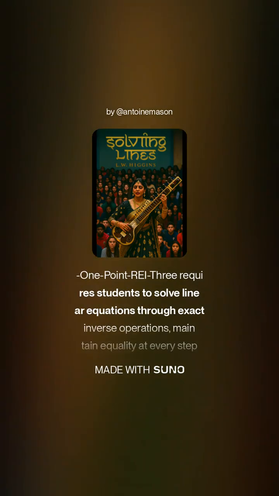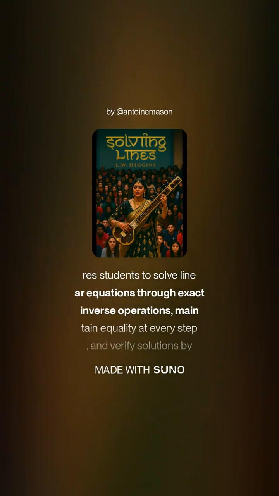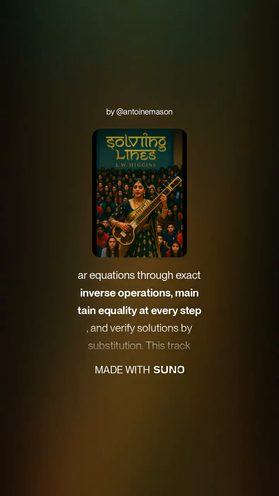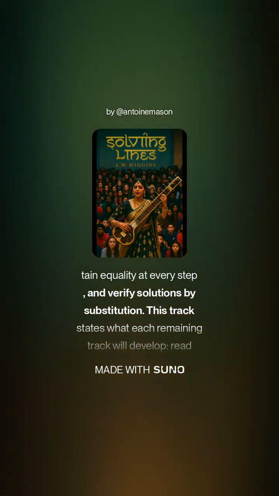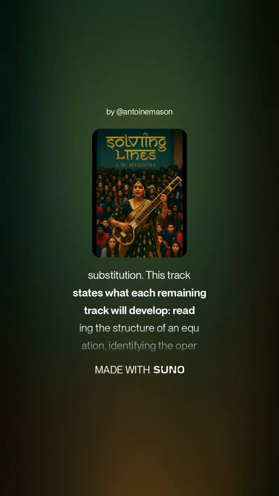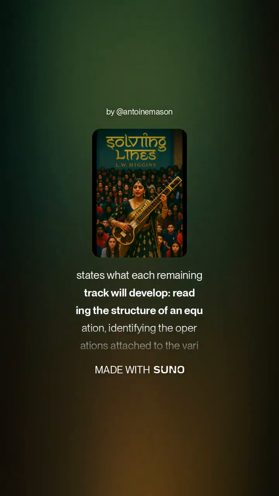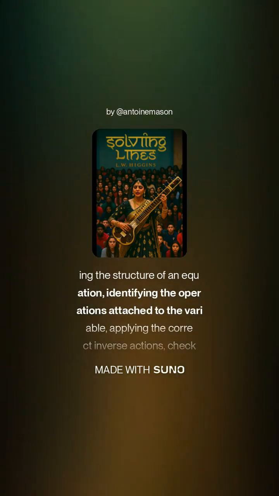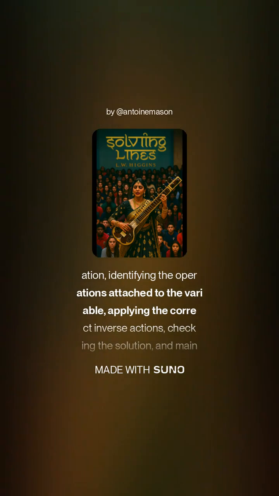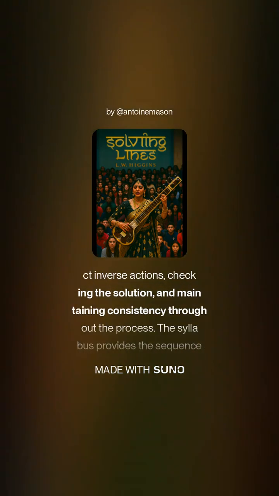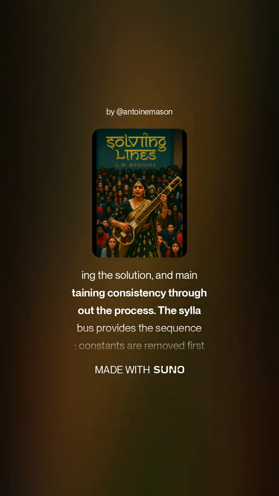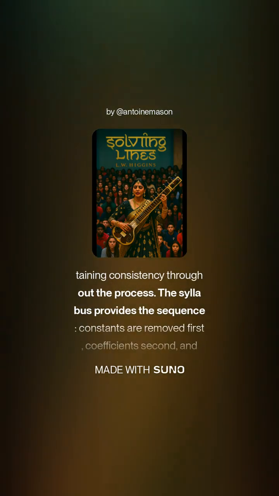A.1.REI.3 requires students to solve linear equations through exact inverse operations, maintain equality at every step, and verify solutions by substitution. This track states what each remaining track will develop: reading the structure of an equation, identifying the operations attached to the variable, applying the correct inverse actions, checking the solution, and maintaining consistency throughout the process.